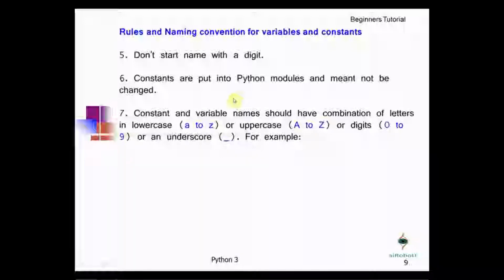Constant and variable names should have a combination of letters in lowercase a to z or uppercase A to Z, digits 0 to 9 and underscores. For example, see here is the example, snake case. Here, these two different words must be used with an underscore. Similarly, the next example, and the third one is also camel casing words. These are valid constant notations and variable names.